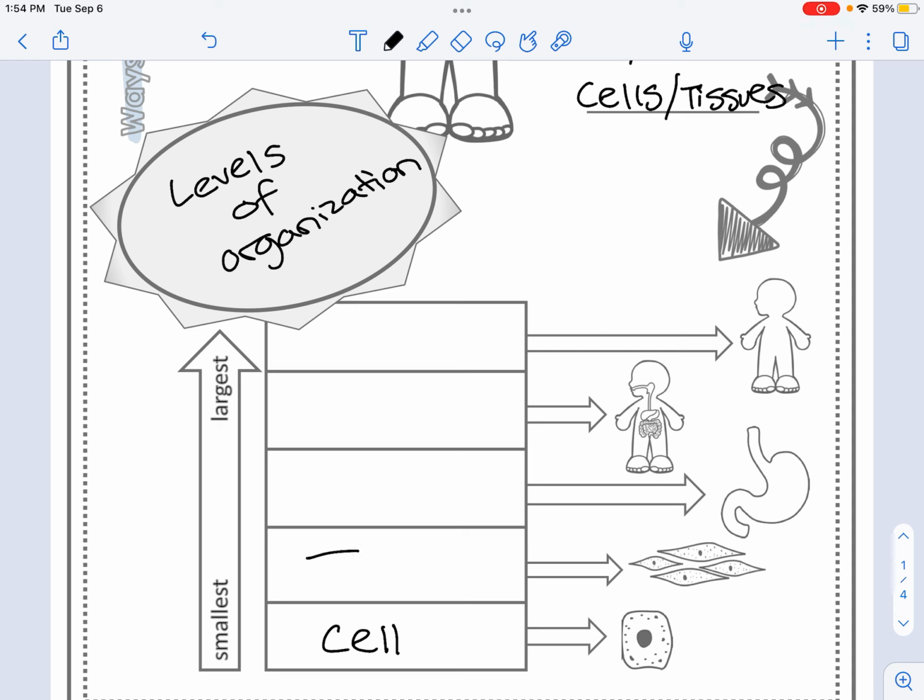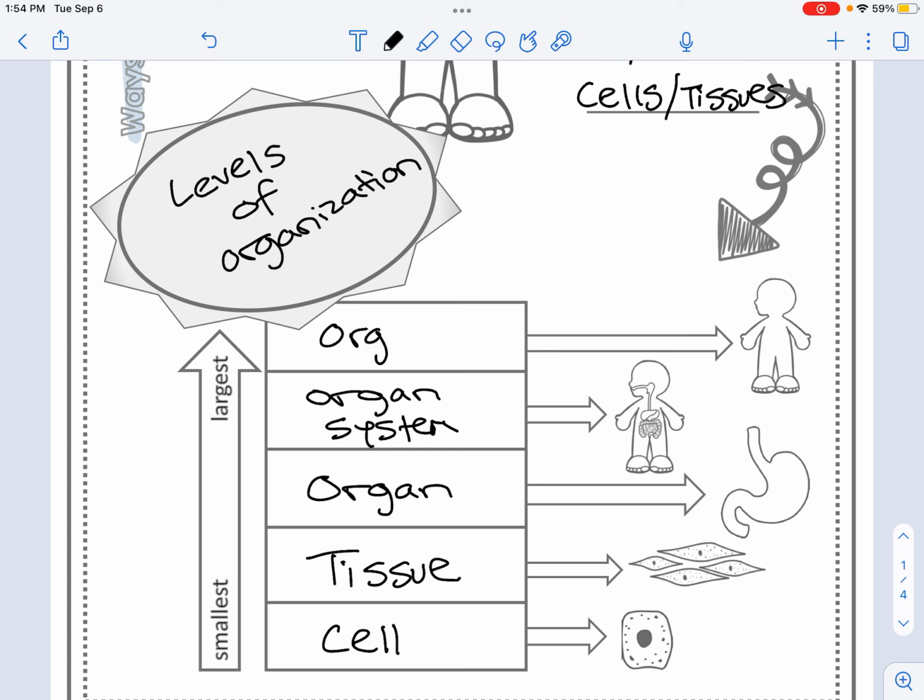A group of cells together is a tissue. A group of tissues is an organ. Group of organs is an organ system. And everything together is an organism.